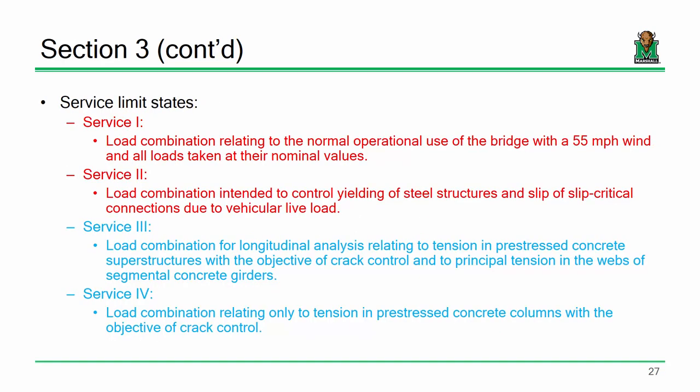All right, service limit states, okay? Service 1 and Service 2. Service 1 is the one that is applied to all bridges. Service 2 is specifically a steel bridge limit state, and it's trying to limit the permanent deformations in some of your flanges, in other words, trying to control yielding. Now, Service 3 and 4, you can read those over, and if you've had pre-stress, you know exactly what that stuff is. It's all talking about the limits of crack control and things like that in pre-stress. Service 4 is pre-stressed concrete columns, so if you had a pier or something that was pre-stressed, you'd apply that.